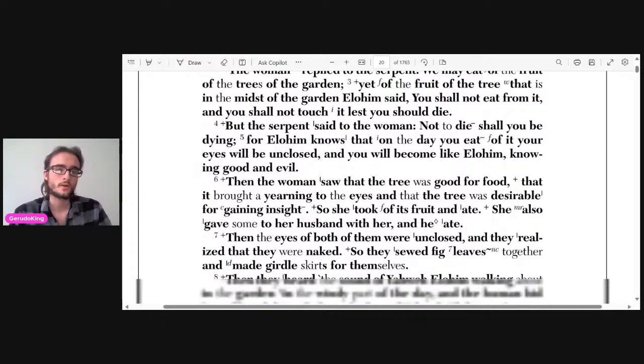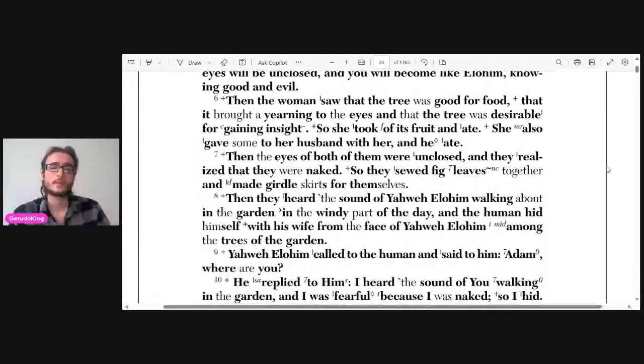Then the woman saw that the tree was good for food, that it brought a yearning to the eyes, and that the tree was desirable for gaining insight. So she took of its fruit and ate. She also gave some to her husband with her, and he ate. Then the eyes of both of them were unclosed, and they realized that they were naked. So they sewed fig leaves together and made girdle skirts for themselves.